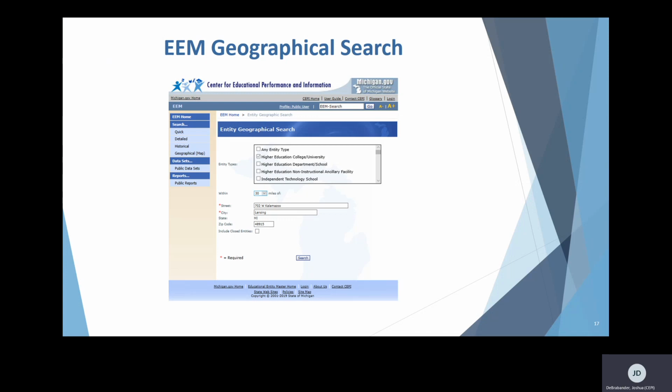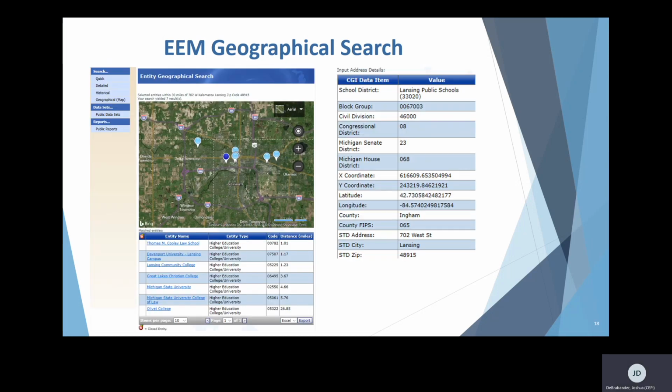I can use the geographical search function in EEM to enter my work address. I'm going to select any higher educational college or university within 30 miles, enough distance that you can feel independent, but close enough that I can visit easily. Clicking the search option will then bring up a list of colleges or universities that are close to the entered address. Here, you can see the list of colleges or universities that are within 30 miles of the address I entered. The entities are listed by their distance to the address, with the closest ones being listed at the top.